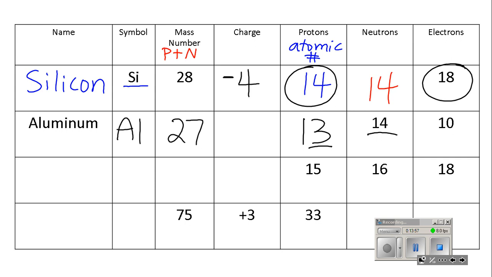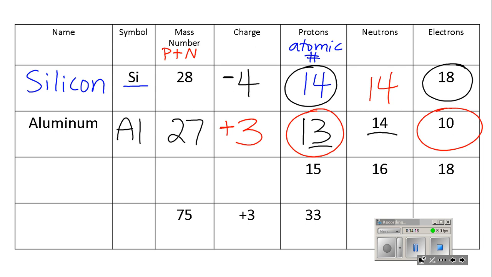And then again, what we're going to do is compare our protons to our electrons. And now what do we have? We have 13 protons and we have 10 electrons. So we know we have more positive charges than negative charges. So go ahead and put that positive sign there. There's more positives than negatives. How many more positives are there? Well, there's 3 more positives, so the charge is +3.